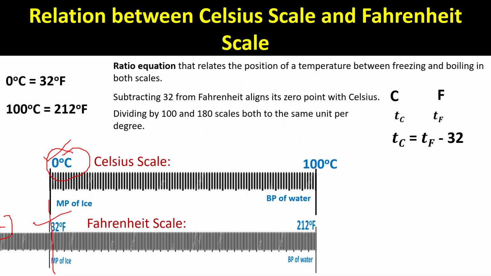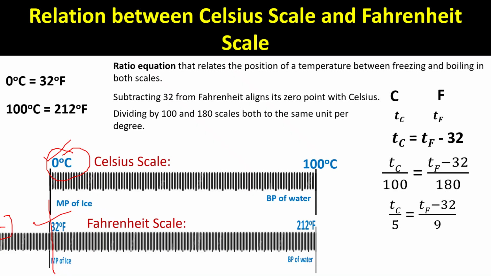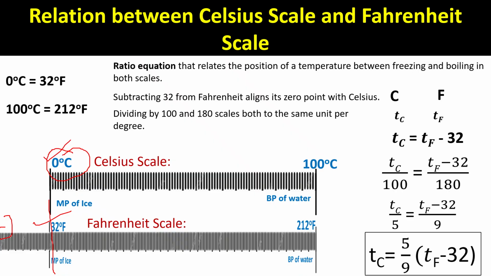So this equation can be written as Tc by 100 equals (Tf minus 32) divided by 180. This can be written as Tc by 5 equals (Tf minus 32) divided by 9. So finally we can write Tc, the temperature in Celsius scale, equals 5 by 9 times (Tf, the temperature in Fahrenheit, minus 32). This is a very important equation. Please remember this one.